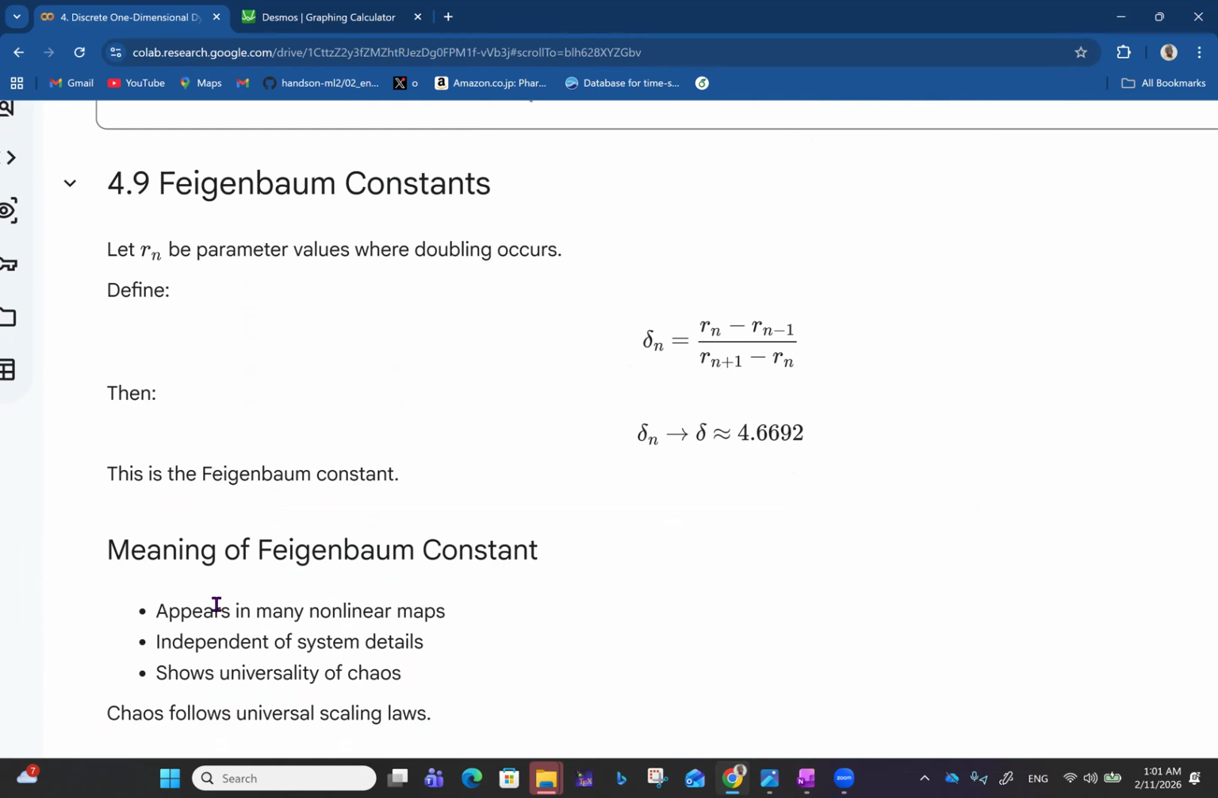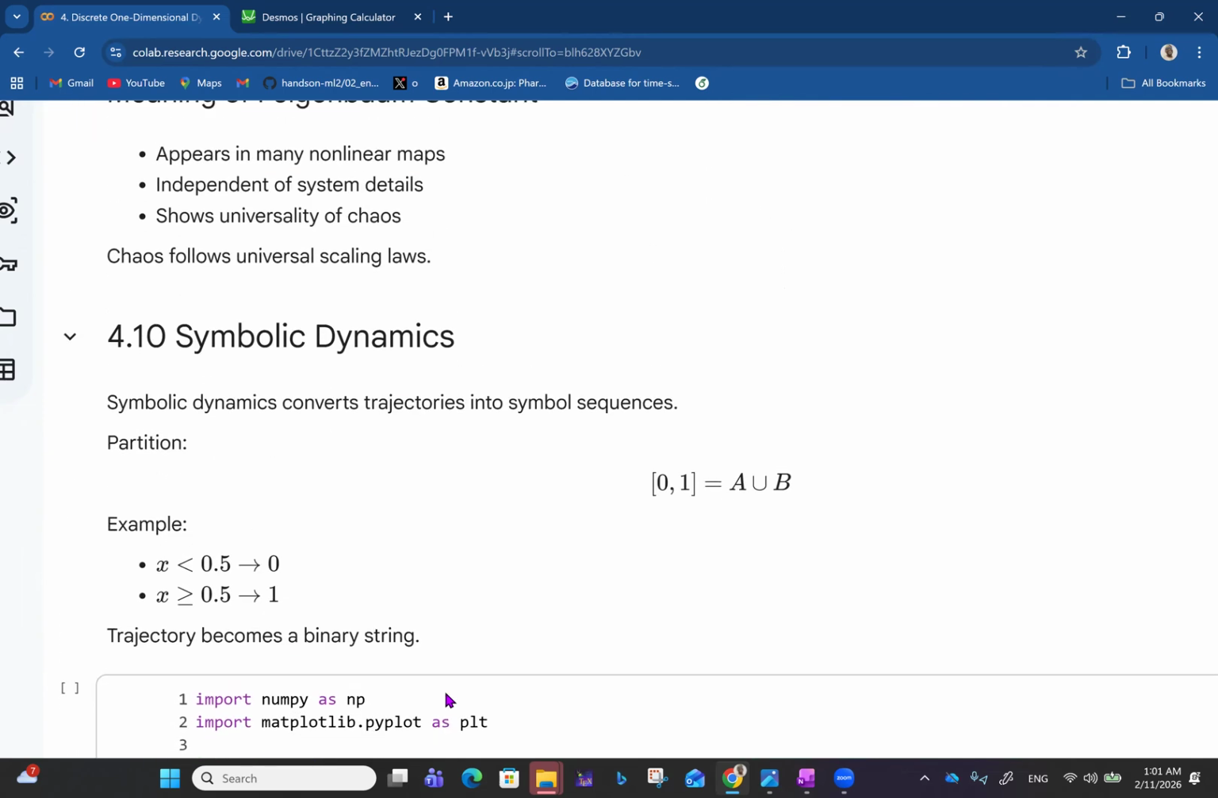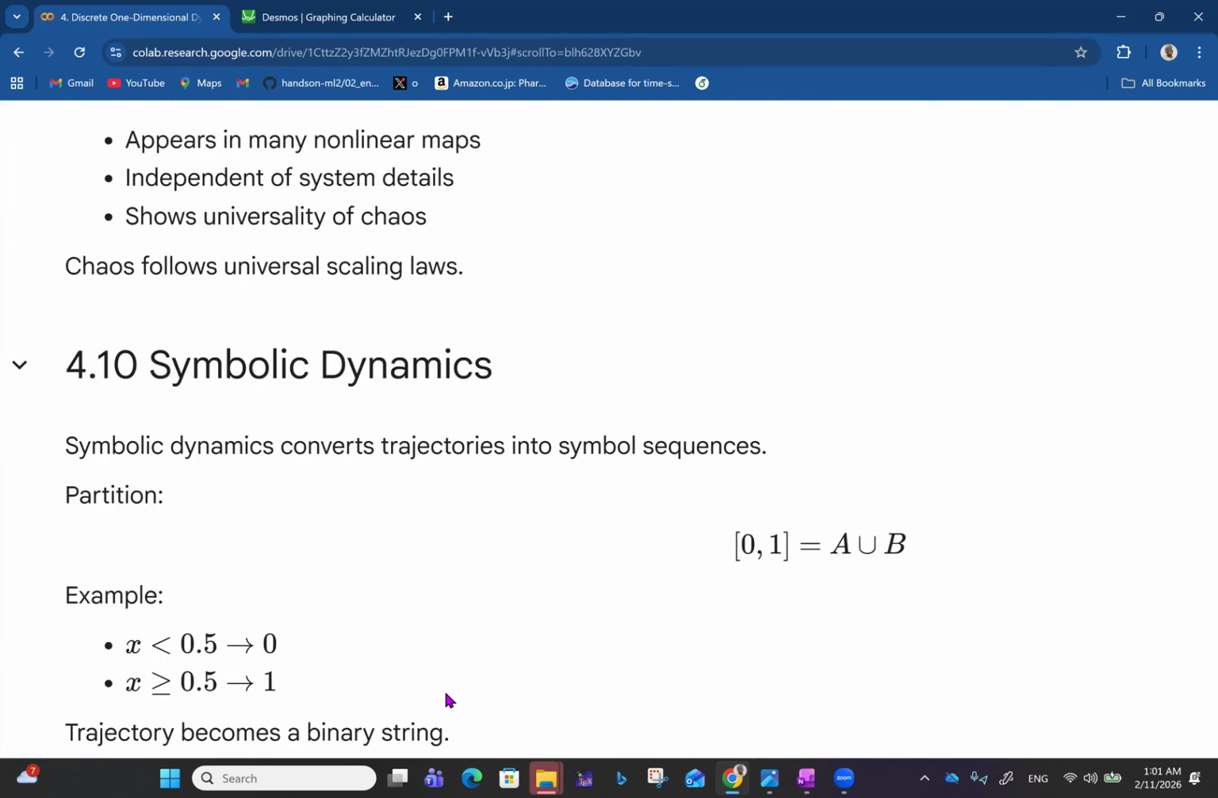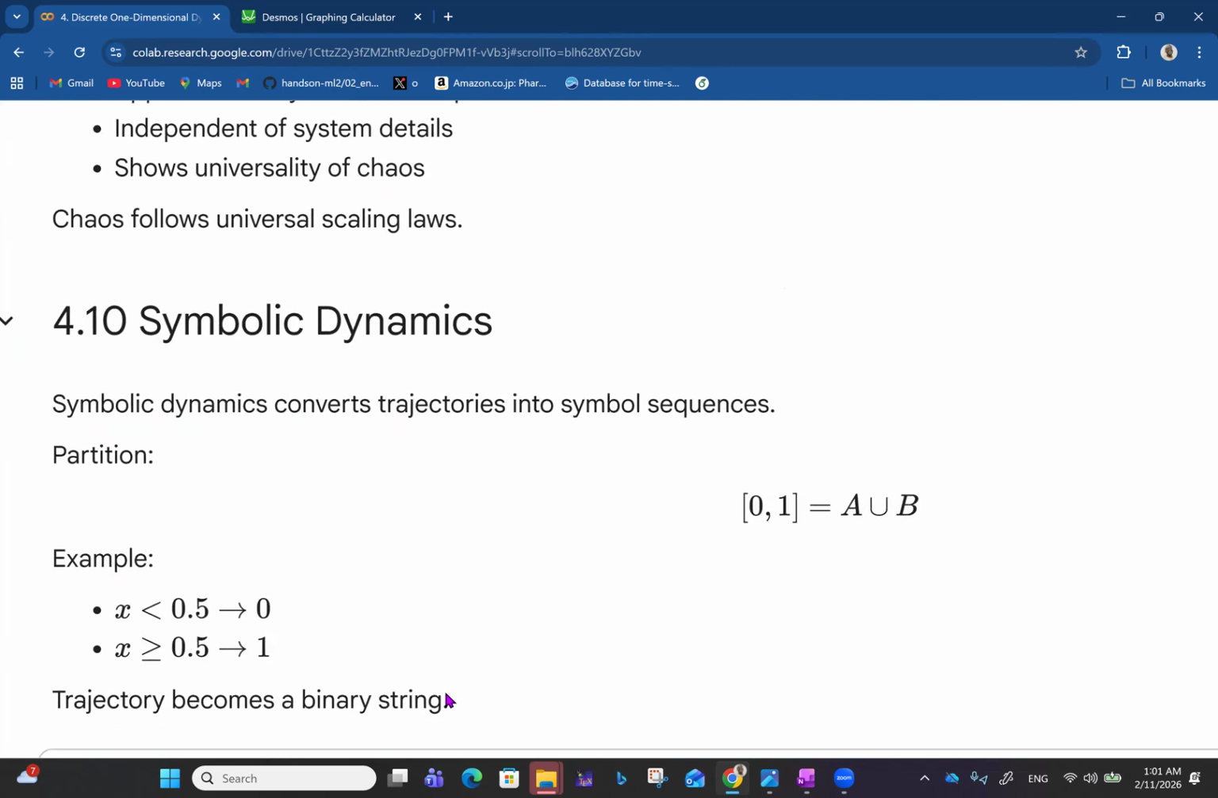So the meaning of the Feigenbaum constant is this. It appears in many nonlinear maps, and it is independent of system details and shows universality of chaos. So chaos follows universal scaling laws, basically. That's what the Feigenbaum constant tells us. So we go to symbolic dynamics. Now, this is another interesting concept.